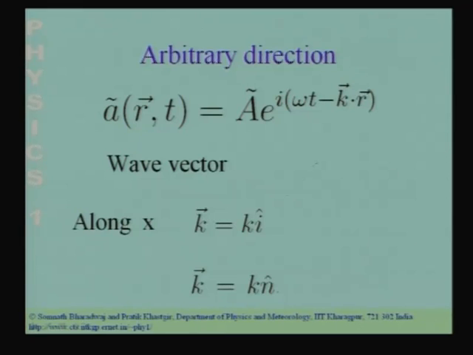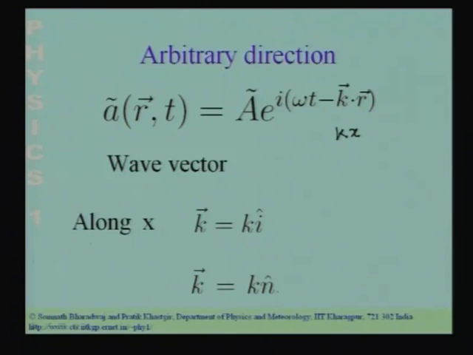If you put this into this expression, you will recover k into x, where k is the modulus of this wave vector, k is the amplitude of this vector, and a is the unit vector along the x axis. So, when you put this in here, you get kx. You recover the wave propagating along the x axis.